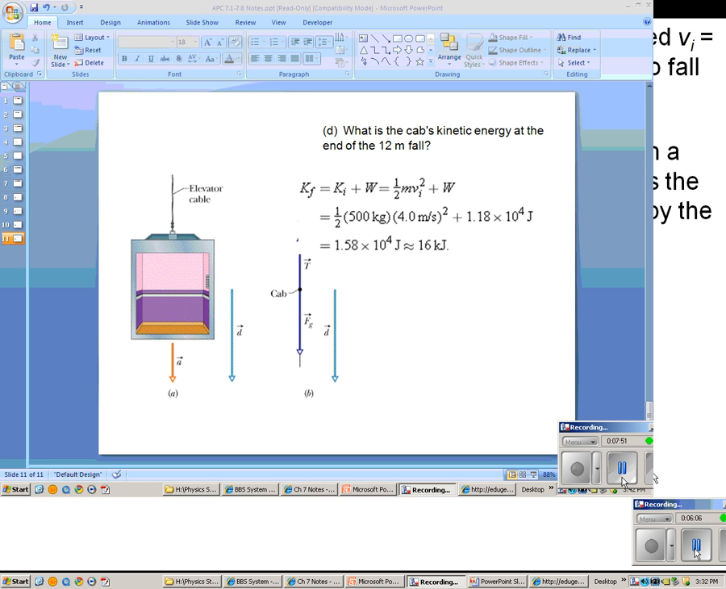This is the end of this lecture. We should have learned about kinetic energy, work, and the kinetic energy work theorem and how they go together.